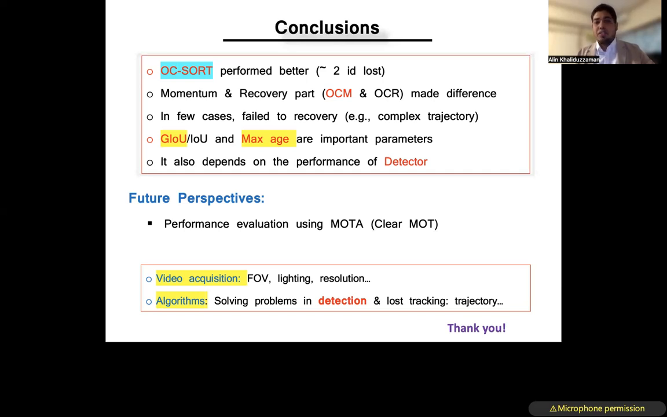In future, I'd like to include more parameters for the performance evaluation, like MOTA, multiple object tracking accuracy, which is part of the CLEAR MOT metrics. I also need to improve the video quality, like using a high resolution camera, better lighting and a closer view of the fish, and find other ways of improving the algorithms.